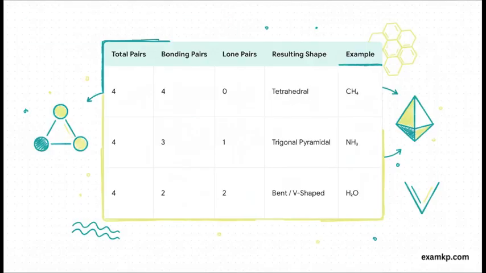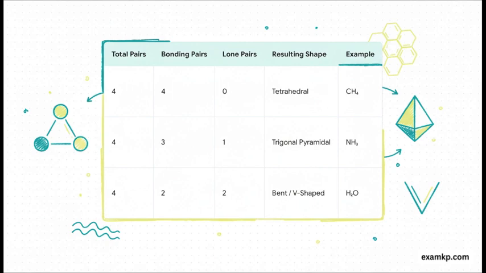This table just lays out the pattern perfectly. If you start with 4 total electron groups, 0 lone pairs gives you a perfect tetrahedral. 1 lone pair squashes it into a trigonal pyramid. And 2 lone pairs? That brings us right back to our original mystery, water.